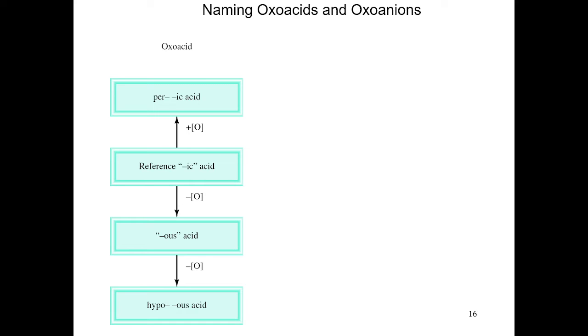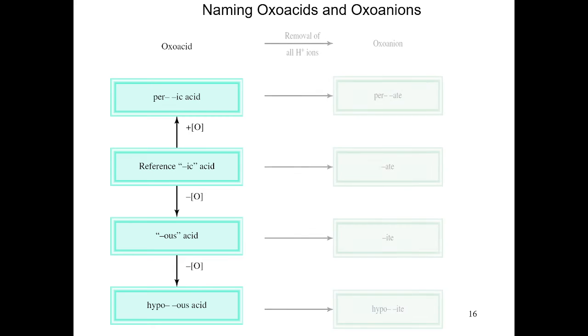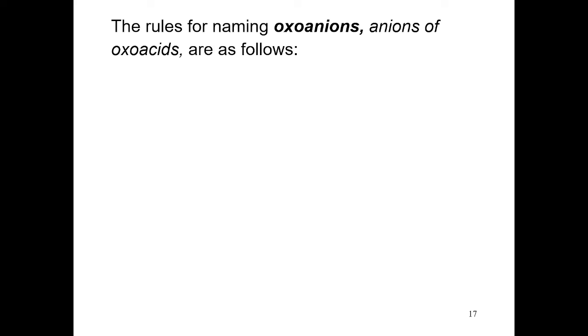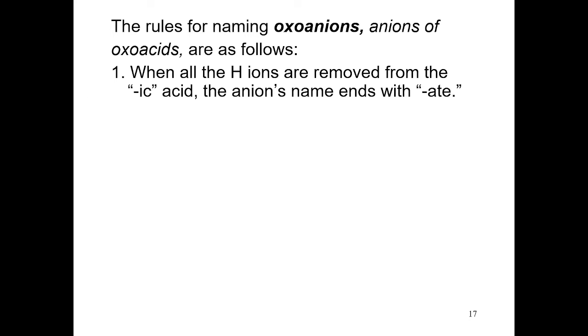And if we have additional oxygen for our -ic oxoacid, that will be per-something-ic acid. So that is paired with their oxoanions, wherein if we remove all H ions, per-ic will be per-ate, -ic will be -ate, -ous will be -ite, and hypo-ous will be hypo-ite. So here are some examples or rules on how we follow that.